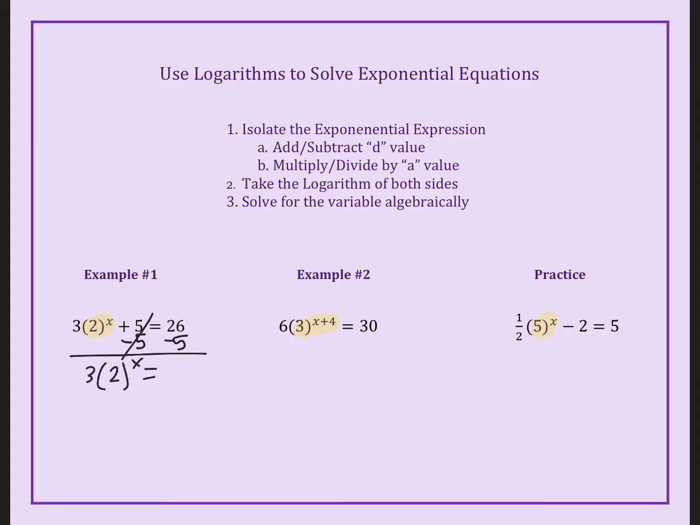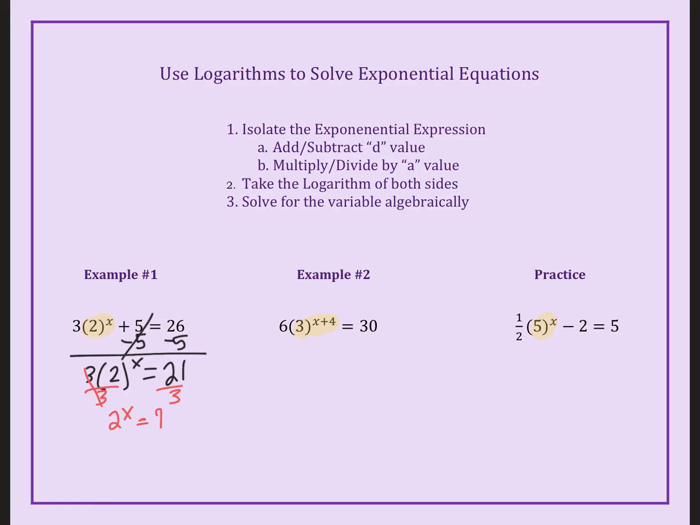is. Okay. Now I look if I have an a value. And if I have an a value, I either multiply or divide. Right now it's 3 times, so I'm going to divide by 3. Remember, I want this to divide to 1, and I'm left with 2 to the x equals 7. So if I want to get rid of that exponent, if I want to bring that exponent down, I can take the logarithm of both sides.